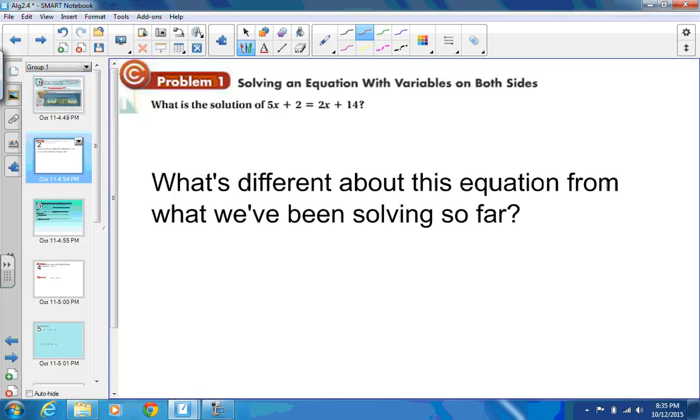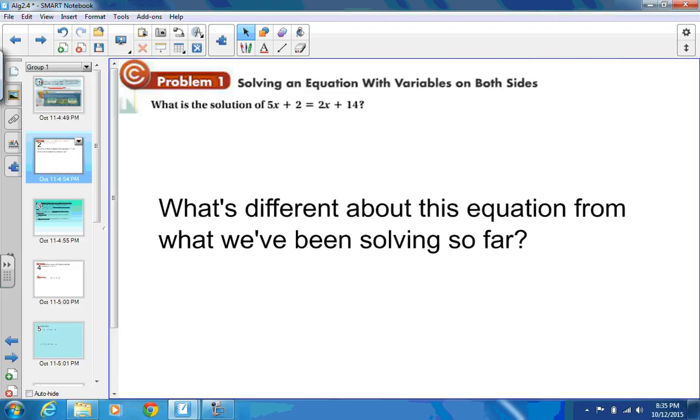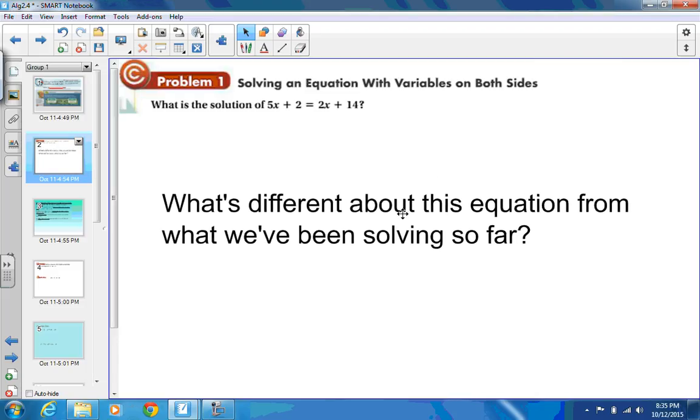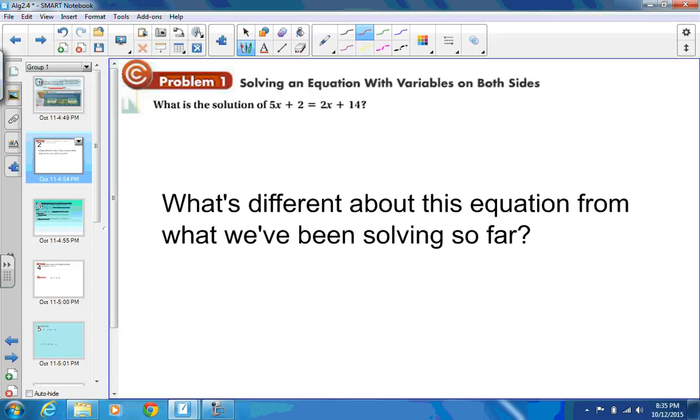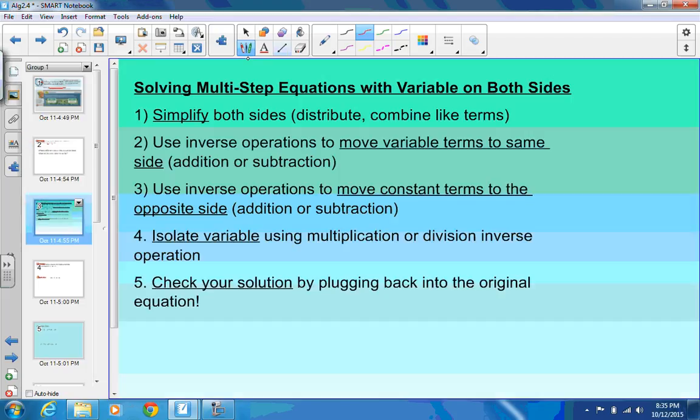So if you look at this equation, I just want to know, it says, what's the solution to this equation here? It says 5x plus 2 equals 2x plus 14. Do you notice anything different about this equation from what we've been doing so far? Well, hopefully you notice that there's variable terms on both sides of the equation. So now we're going to work with equations that have variables on both sides. There will be multi-steps, and we're going to talk about what those steps would be to solve an equation like this.